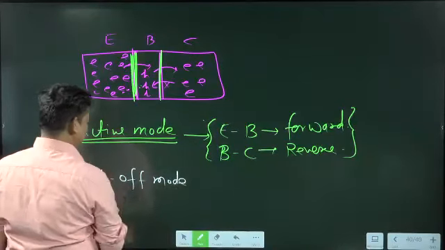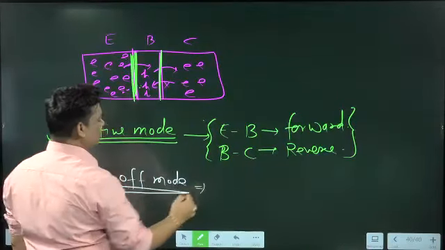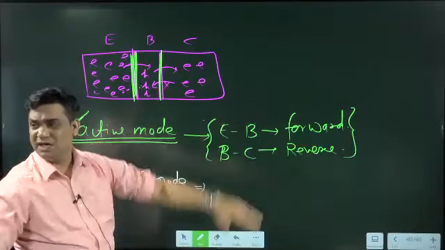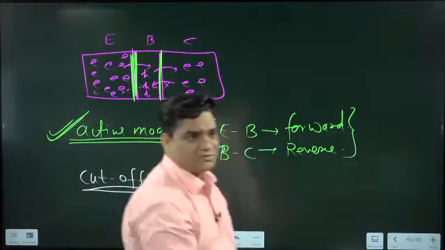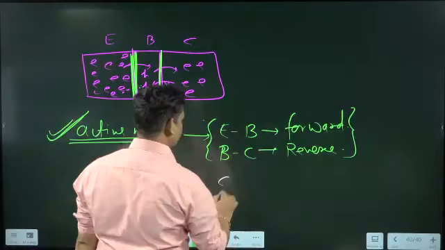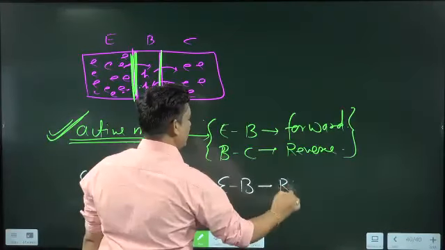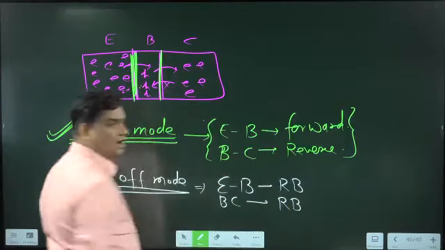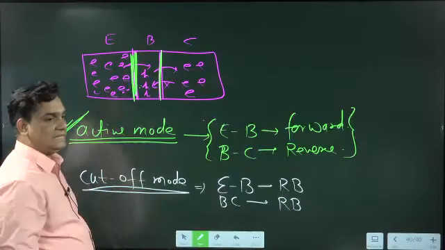What is the meaning? You can go just by the language of it. Cutoff: cut from this side, cut from this side, cut from both sides, so both should be reverse biased. Here we can write your EB also RB, and your BC also RB. Both must be RB, meaning it will not allow current from any side.